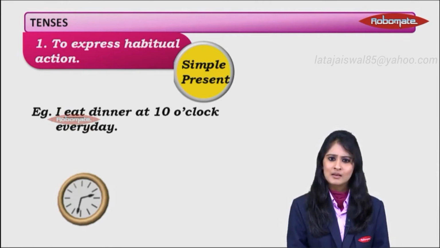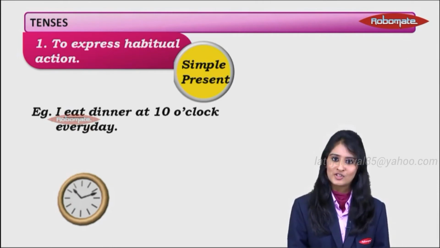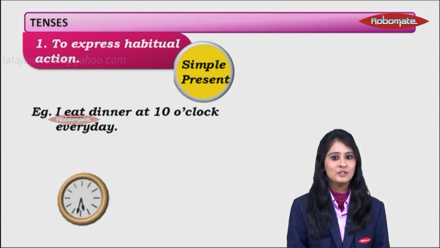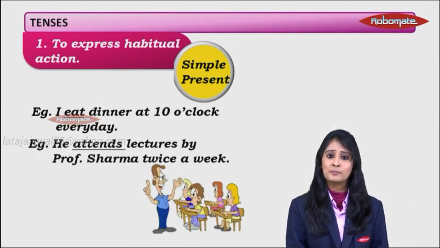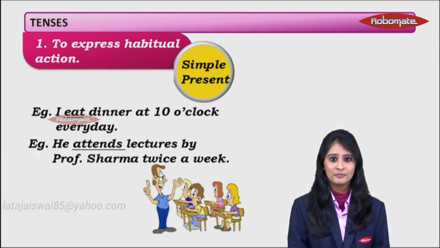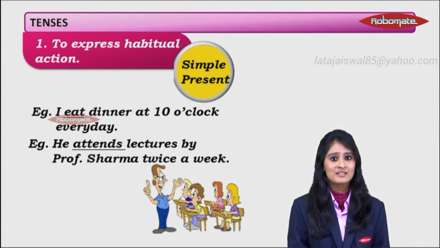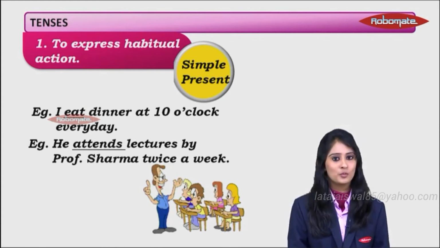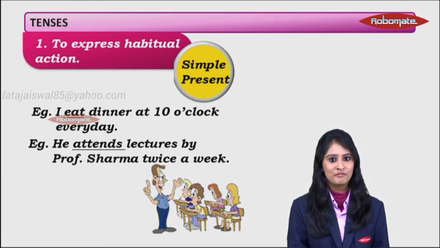That means something that you do every day. And that is called habitual action. And all your habitual actions are always given in simple present. The next one, he attends lectures by Professor Sharma twice a week. Now, this action of attending may not be every day, but it is still habitual because it is happening twice a week. So thus, the verbs eat and attends, these are in simple present form.